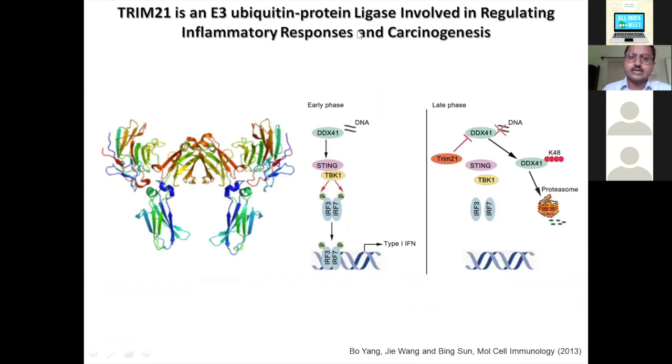So TRIM21 is an E3 protein ubiquitin ligase involved in regulating inflammatory responses and carcinogenesis. So it is basically one of the E3 ubiquitin ligases which is required to bring down the inflammatory response. So it degrades this protein called DDX41, which is activated by double-stranded DNA, which is present in DNA viruses. So it degrades DDX41 and therefore brings down the inflammatory response. But no role of it in the DNA damage response was known.